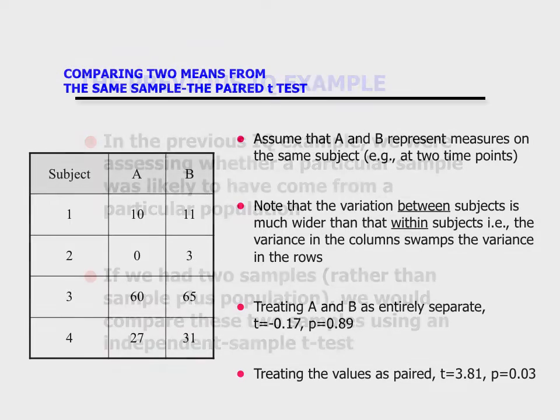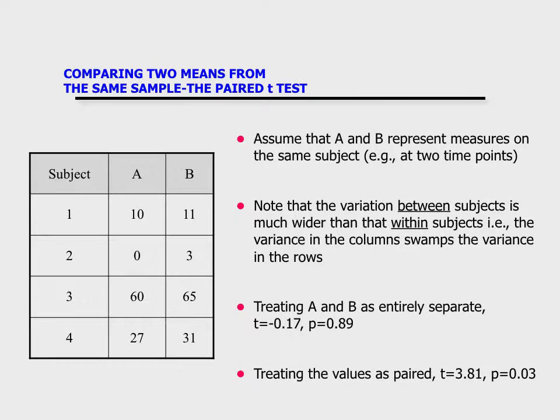Now let's take a look at comparing 2 means from the sample using a paired t-test. Again, this shows how the t-score changes using the independent test, but also how it changes using not a dependent, but what's known as a paired t-test. So in this case, we have 4 subjects, and we have 2 columns. Let's say column A happens to be weight training, and column B happens to be a control group. And these are the various scores here.